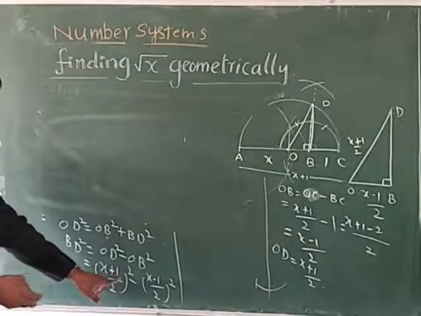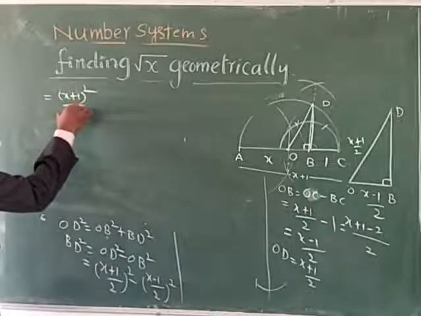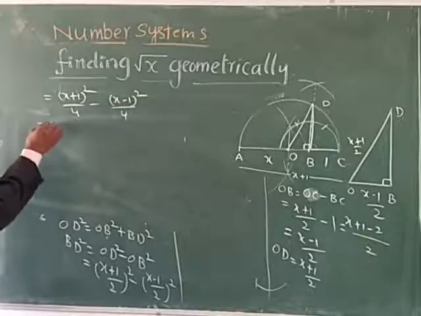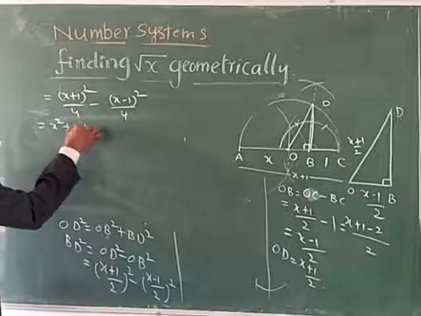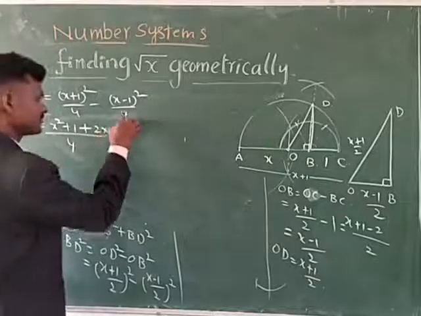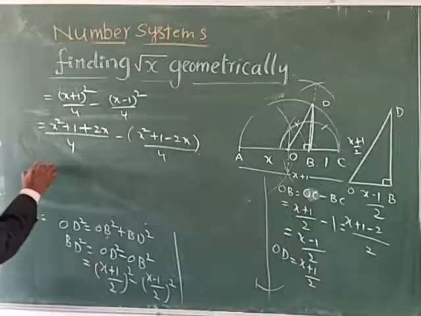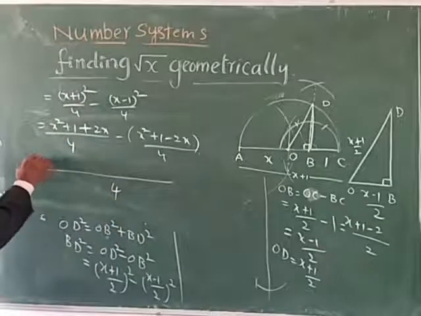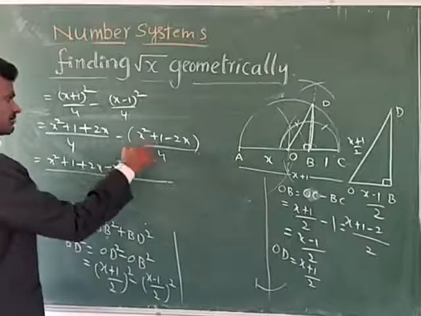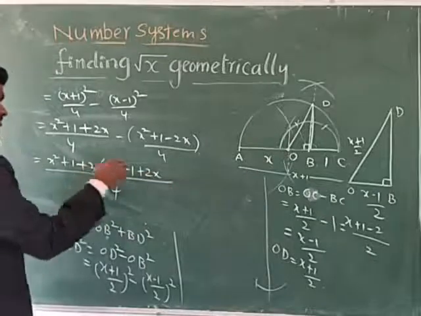Here this is (x+1) whole square by 4, using the (a+b) whole square formula, minus (x-1) whole square by 4. Now expand this: (x+1) whole square means x square plus 1 square plus 2x, a square plus b square plus 2ab, by 4. Next this one also, put bracket: x square plus 1 minus 2x by 4. Now take LCM here, this is 4.